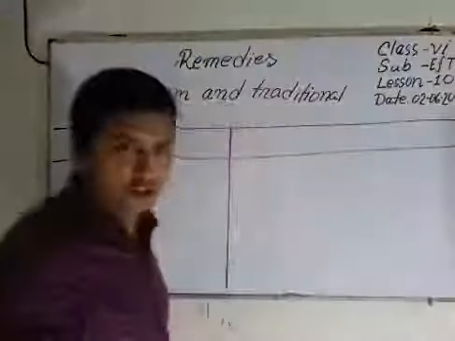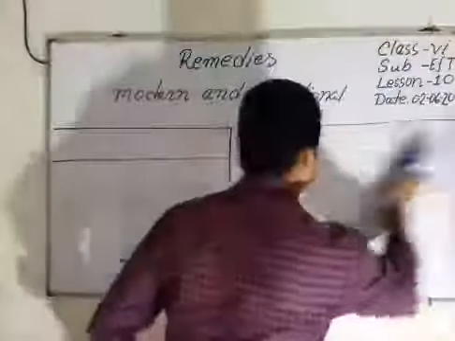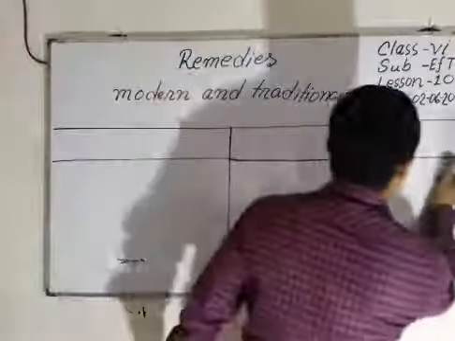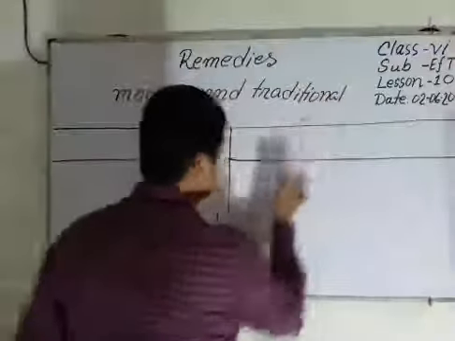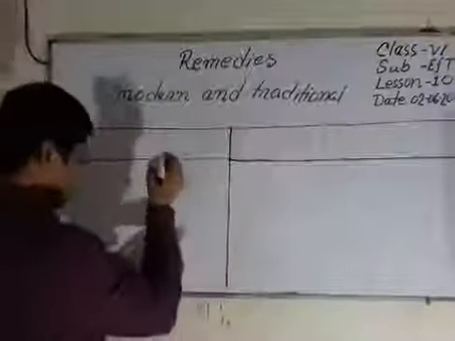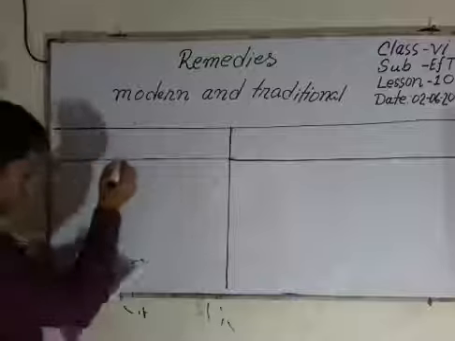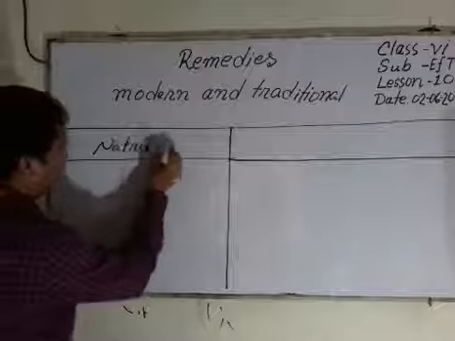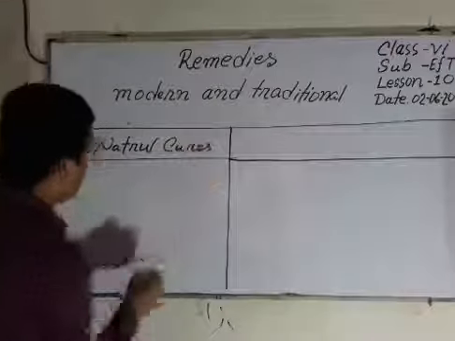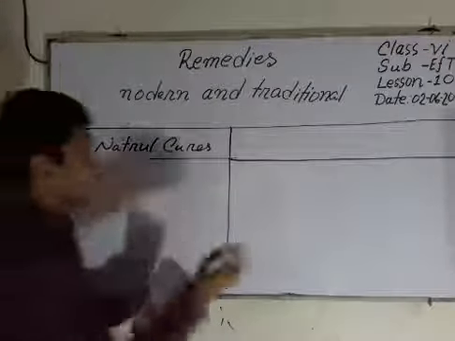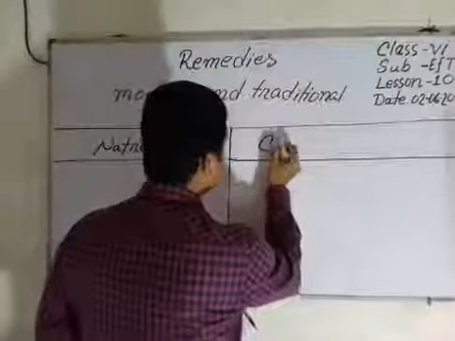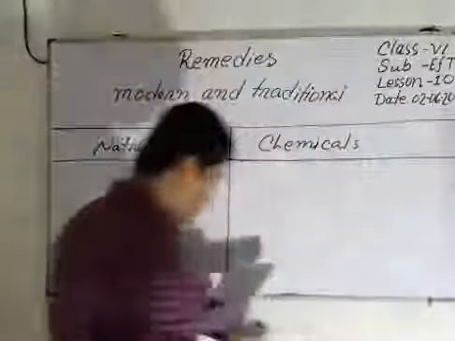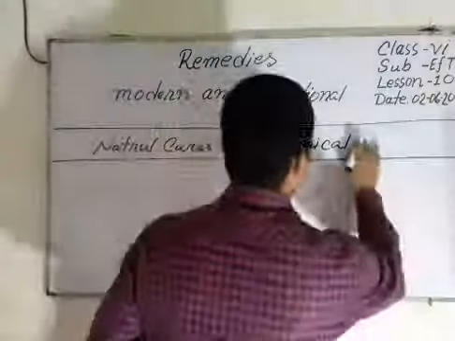Okay, actually for electricity you were facing a problem here, in spite of that we continue our class. This is column A, you write here natural cures. Okay, and you write here chemical cures.